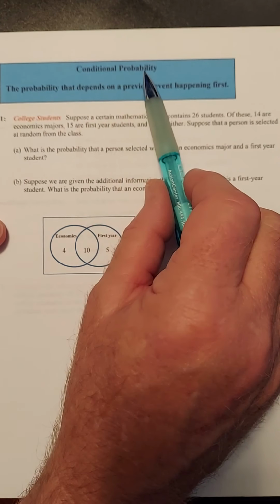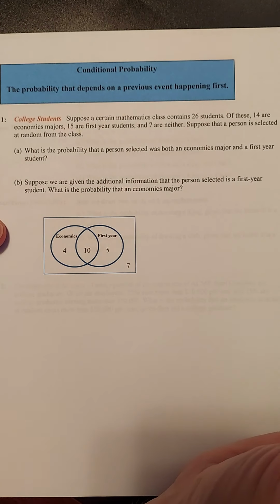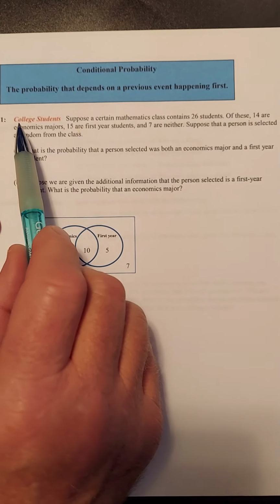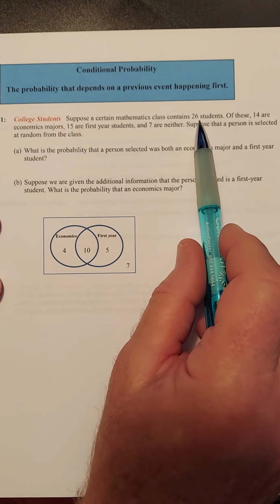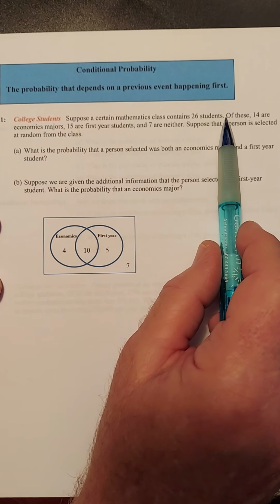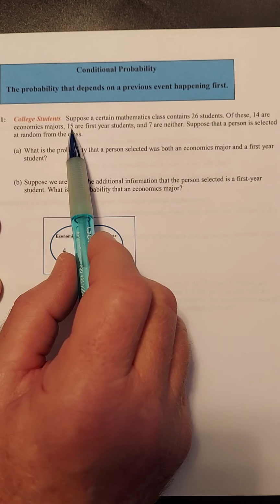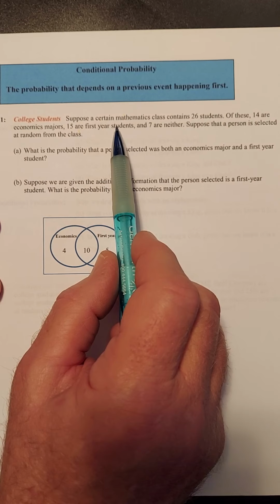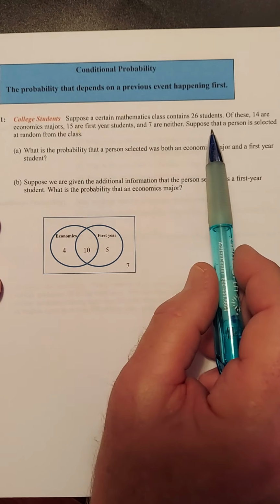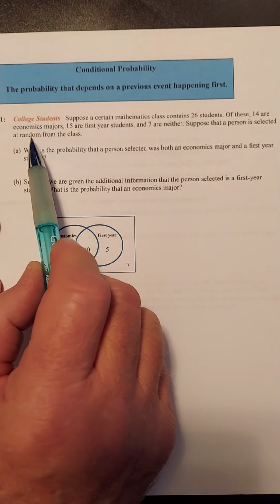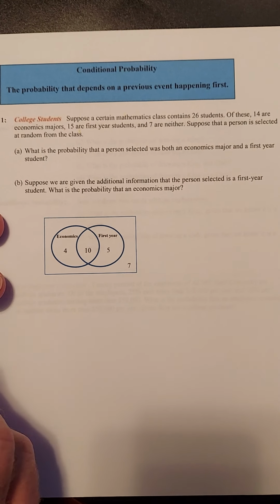Okay, so conditional probability is probability that depends on a previous event happening first. So here's my example, college students. It says, suppose a certain mathematics class contains 26 students. Of these, 14 are economics majors, 15 are first-year students, and 7 are neither. Usually you have both, but this is neither. Suppose that a person is selected at random from the class. And I got 2 probabilities here.